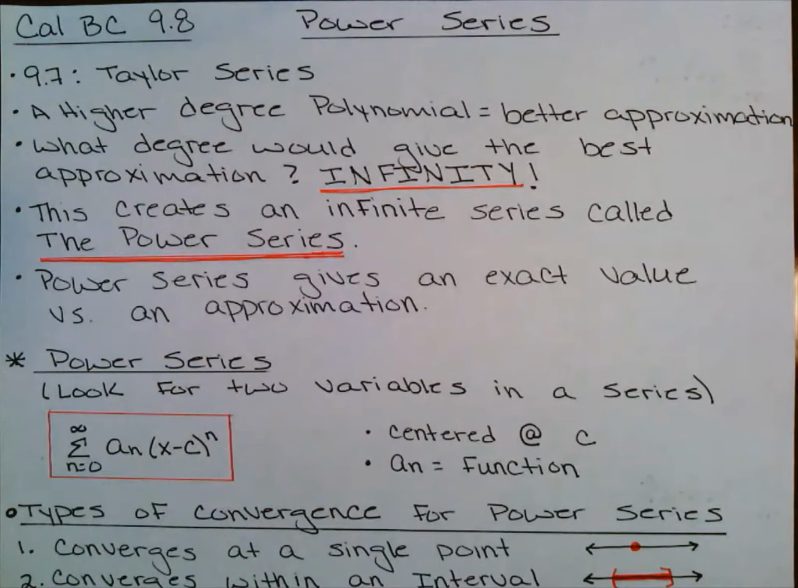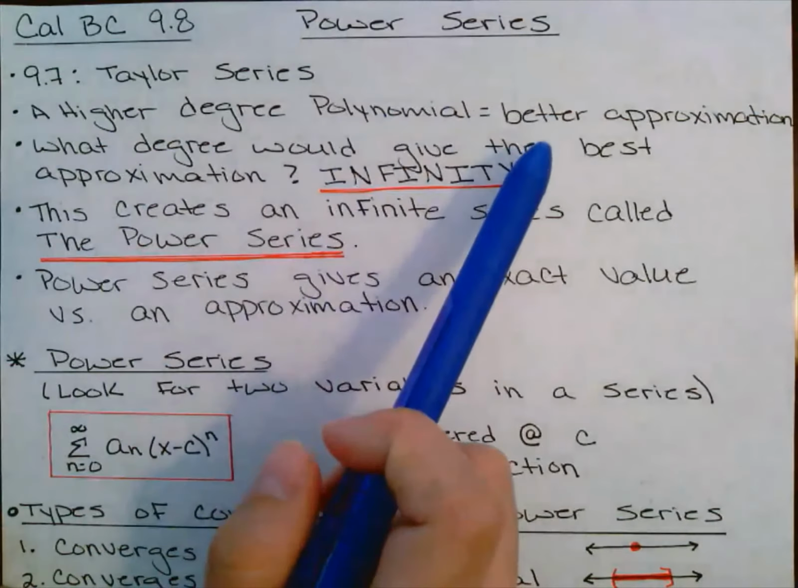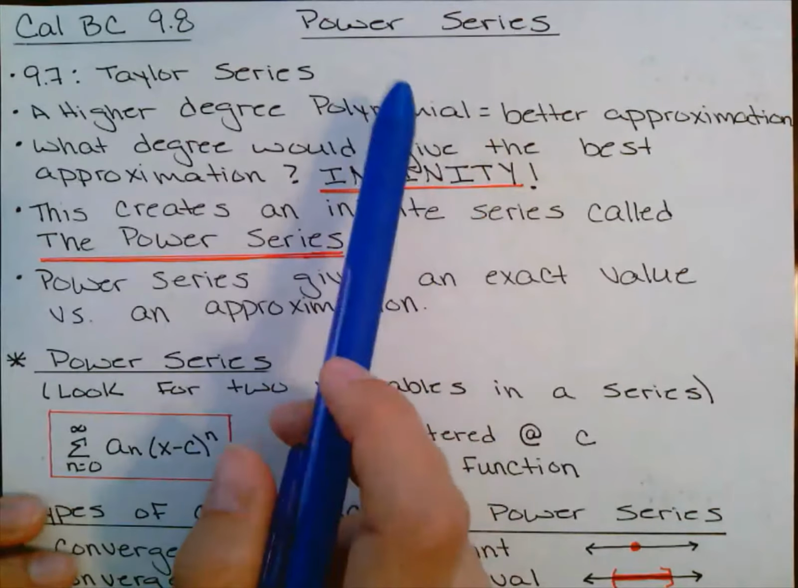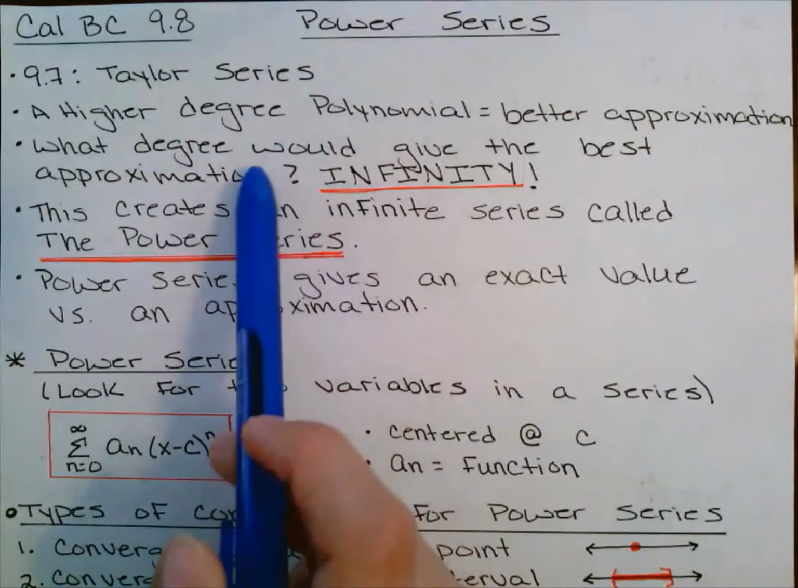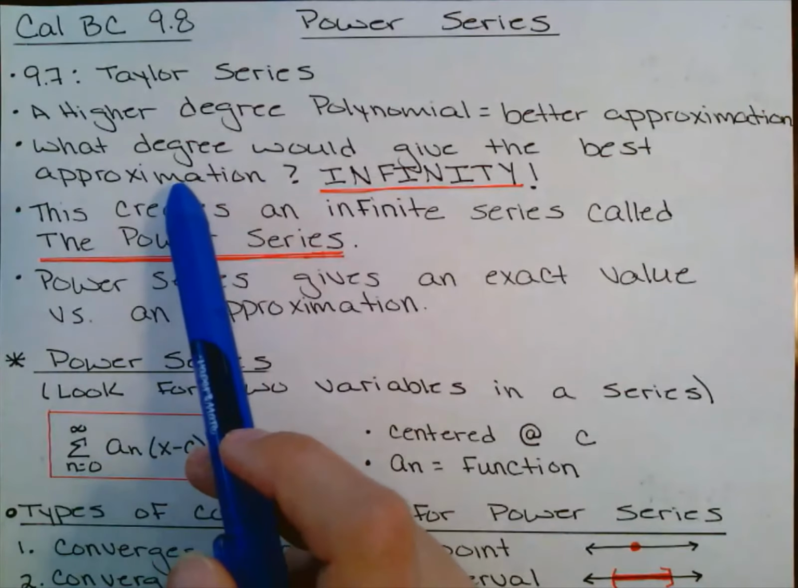Hey guys, this video is 9.8 from Calculus BC, and we are picking up on the topic of Taylor series. Last lesson in 9.7, we said a Taylor series creates a polynomial that can make an estimation for a transcendental function. We also said that the higher the degree of that Taylor polynomial, the more accurate our approximation would be. So then hypothetically you ask yourself, how many terms, to what degree would I have to make this Taylor polynomial to give me a better, and then best approximation?